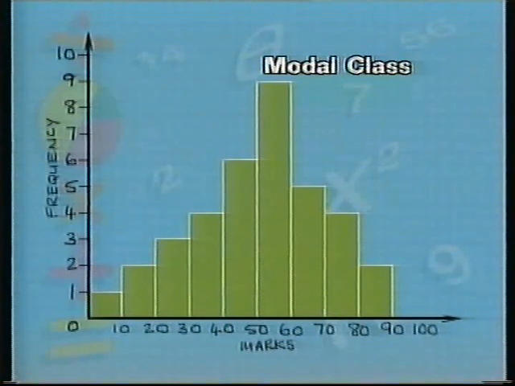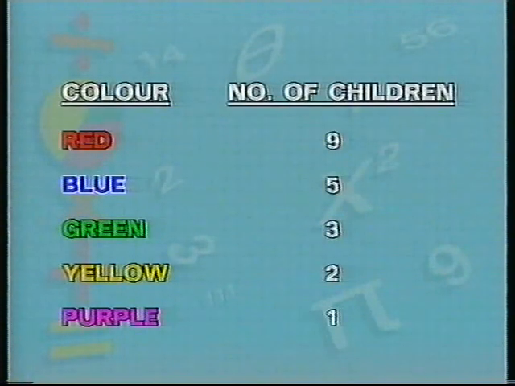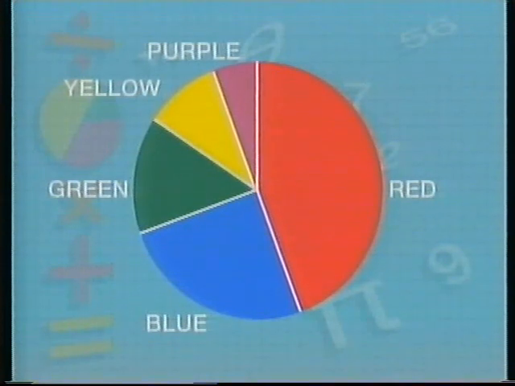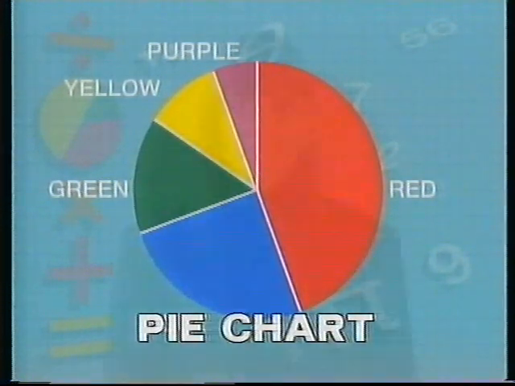The modal class is easy to read from the frequency diagram, as it's the class with the highest frequency. In this case, 50 to 59. This table shows the favourite colour of a group of children. Another way of making the data clear is to use a pie chart.